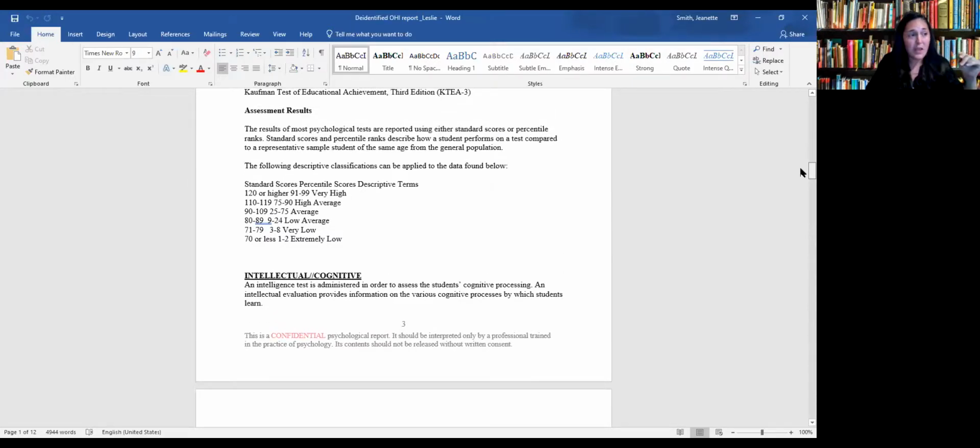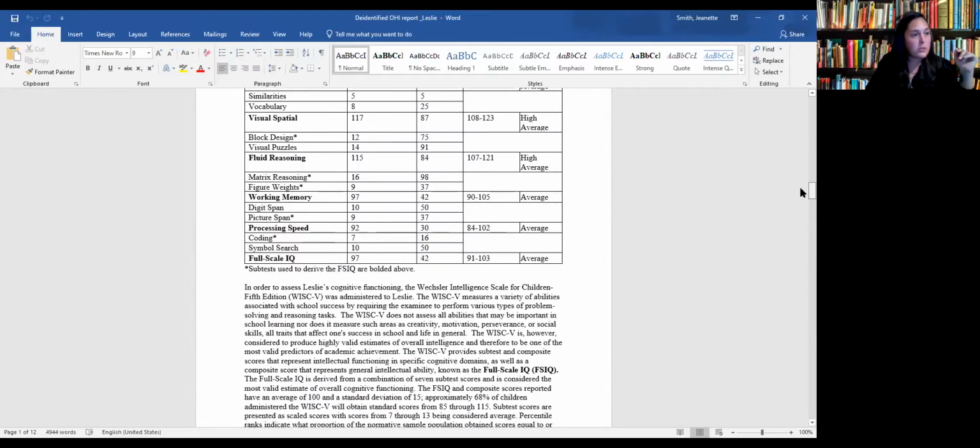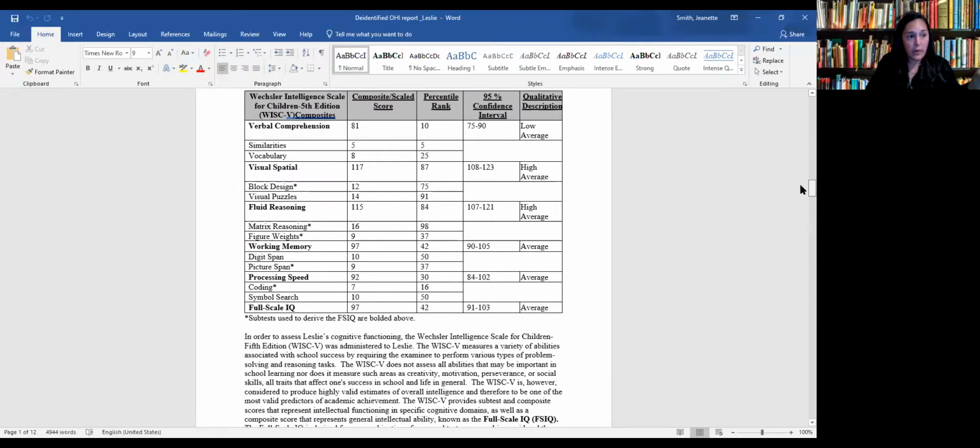If we scroll down, I did attempt to put in here a descriptive category for the different scores, again, for folks that are unfamiliar with assessments of this kind. So I do try to think of individuals like yourselves when I write my reports. Here you'll see the data broken down.